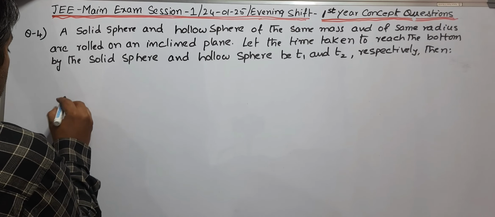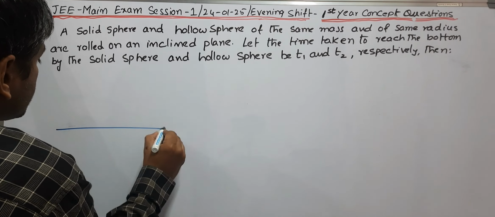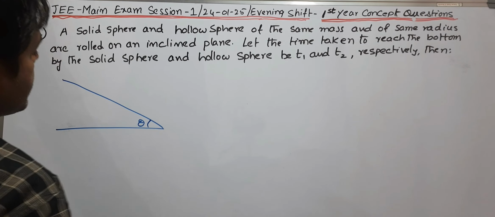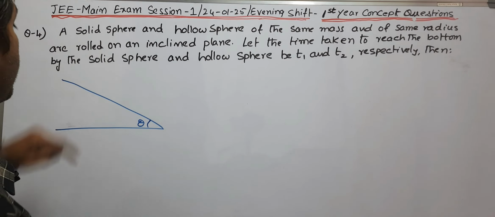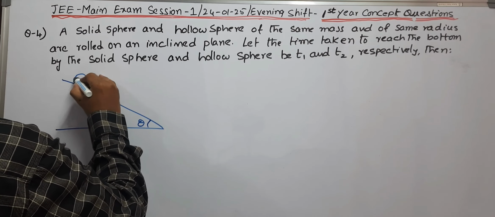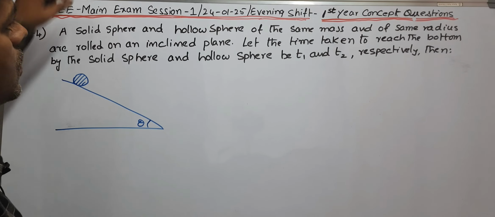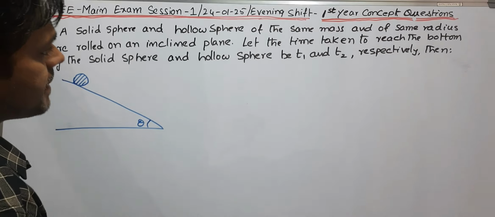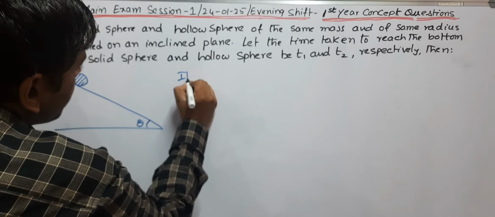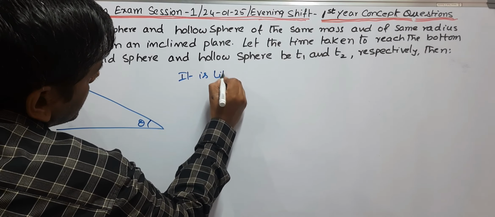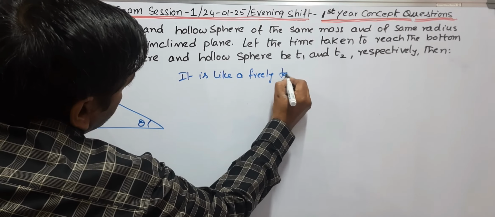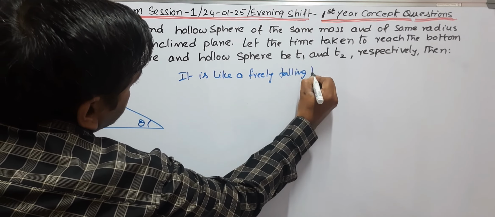To see, this is the horizontal. A plane makes an angle there. This is the inclination angle. A solid sphere and a hollow sphere of same mass and same radius are rolled on an inclined plane, without slipping. So it is like a freely falling body.